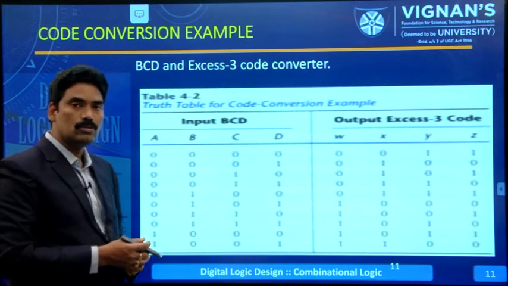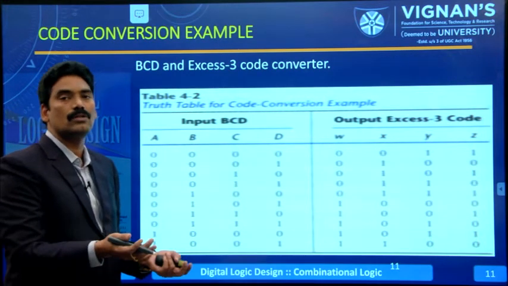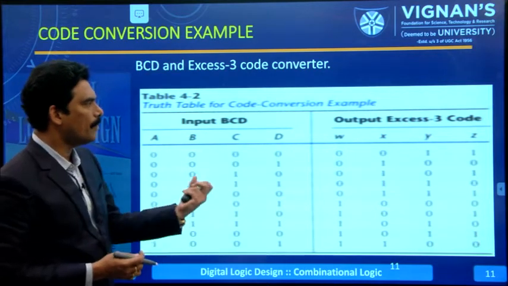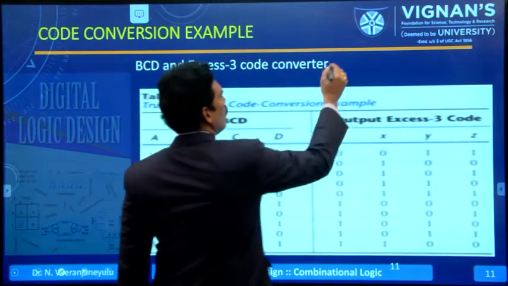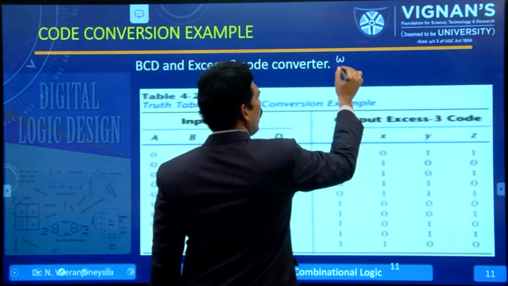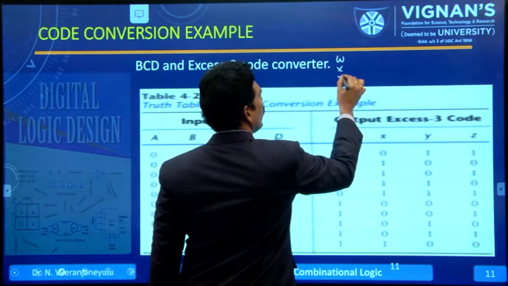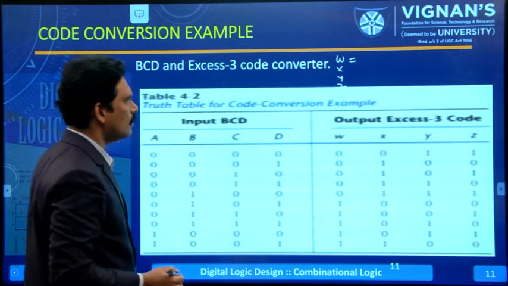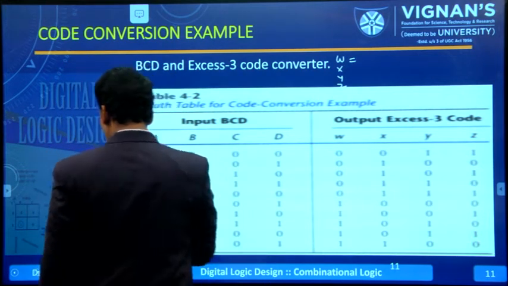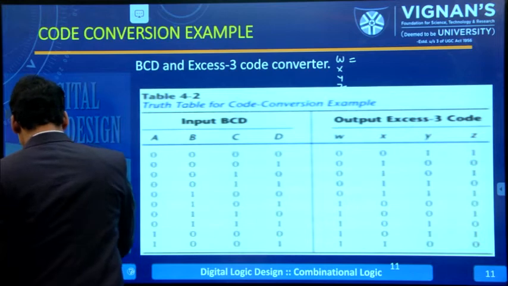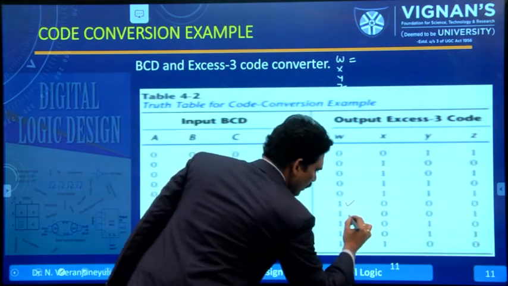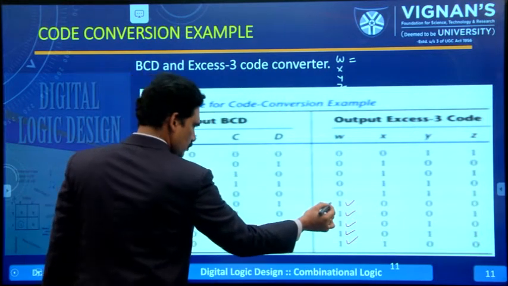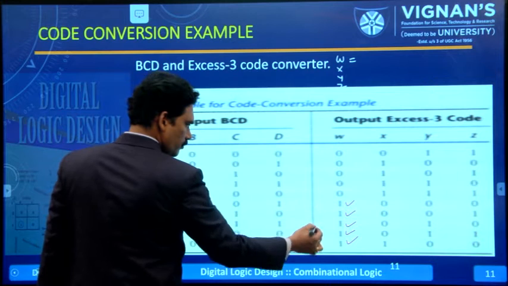Now what we have to do? We have to derive combinations for W. We have to write expressions for W, X, Y, Z. How to write for W? Here W is equal to 1, W is equal to 1, and so on. So what are the combinations now?